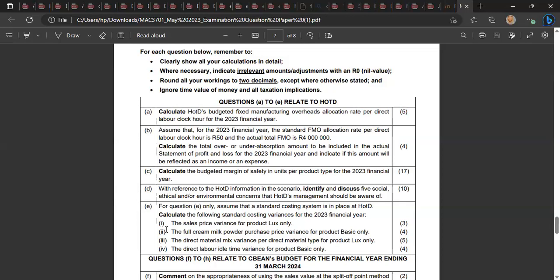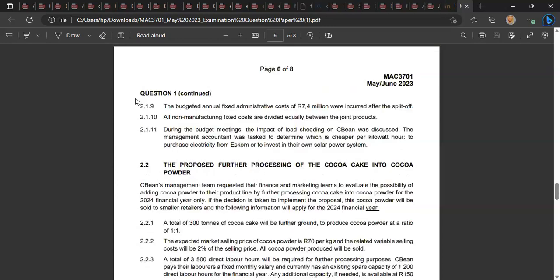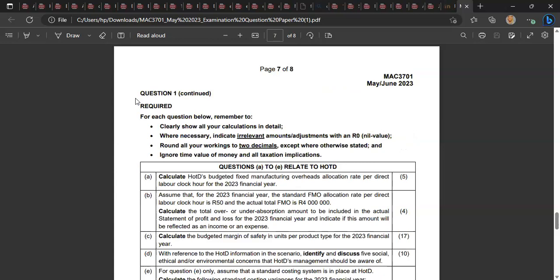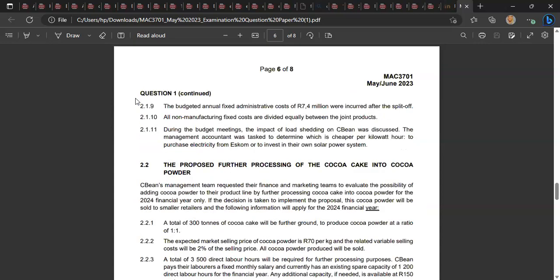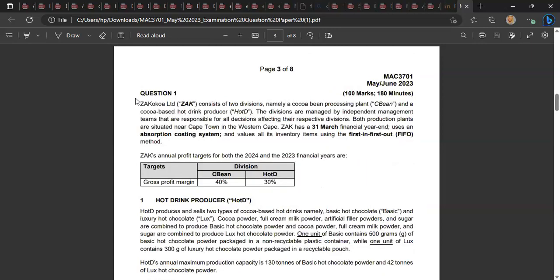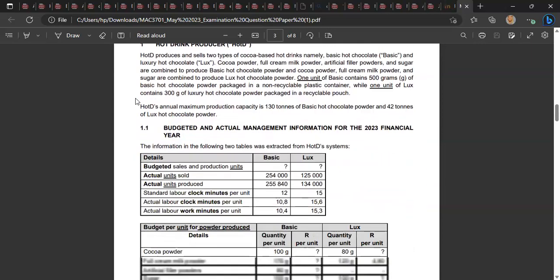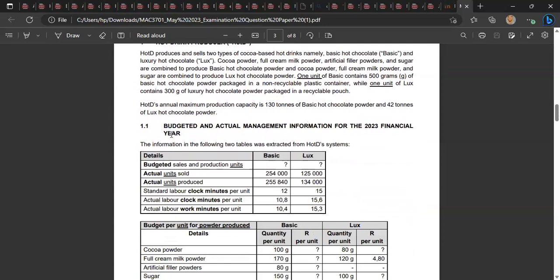All right, so what we do now, we are looking for fixed manufacturing overheads. That's one thing that we're looking for. What kind? We need the budgeted. So I suppose there's going to be a sign there to show us that these ones are budgeted. Then from there, we want to deal with the clock hours. So I'm just going to answer selected questions here. All right, so let's jump to the scenario. We are dealing with Question D. We have budgeted and actual management information. Our focus is going to be on the budgeted, because we definitely need budgeted information.